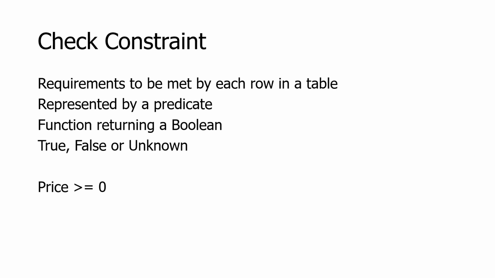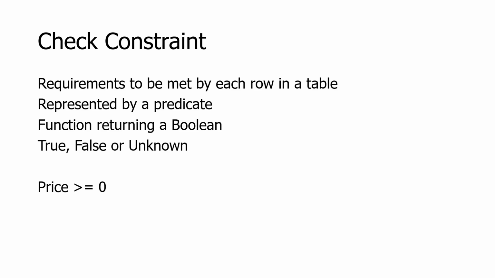So here's an example of a predicate where the price variable is being compared to the zero value. Now, if the price variable is greater than or equal to 0, then it will return true. Okay. If it's not, it will return false. Now, if the price variable is null, then it evaluates to unknown, which will then basically not enforce this constraint. Okay.